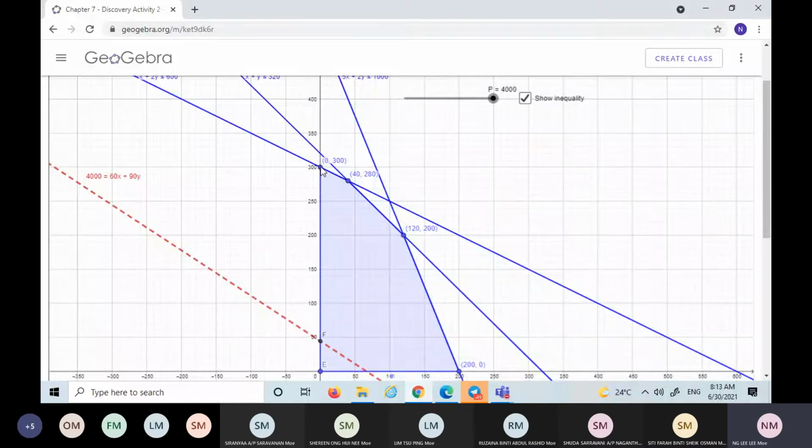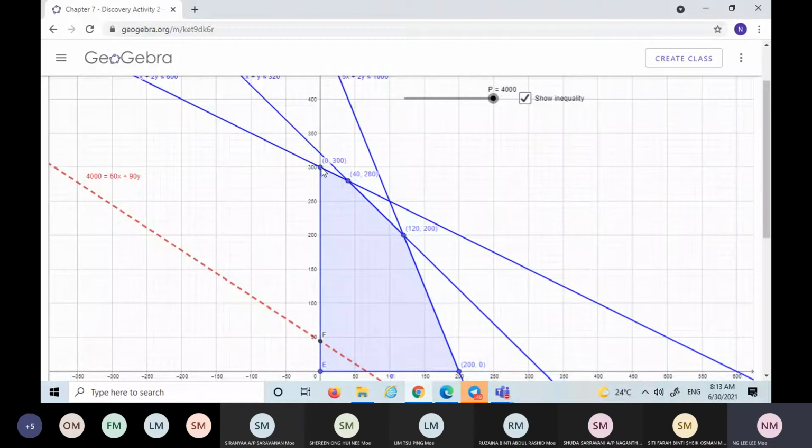What does that point mean? We are only interested in the corner points, or we call them vertices. The corner point means the intersecting point of the lines. Here we have three blue color lines and then the two axes, our x and y axes. So we are only interested in these.